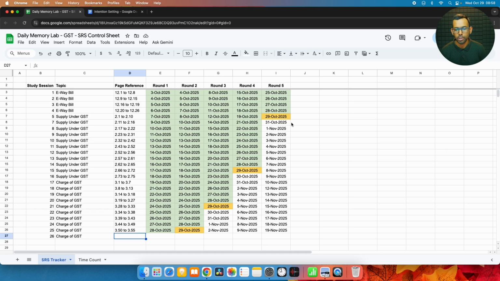In today's study session, we will start with round 5 of Supply Under GST, page number 1 to 10, and then we will do round 4 of the same chapter, 66 to 72 page numbers, and then we'll go to Charge of GST, round 3 of page numbers 28 to 33, round 2 of 50 to 55, and then we will see the fresh pages of today's.